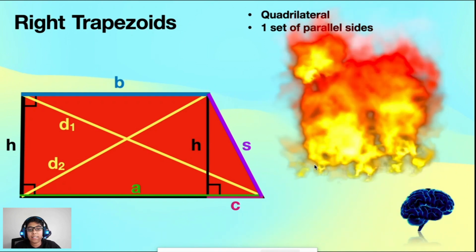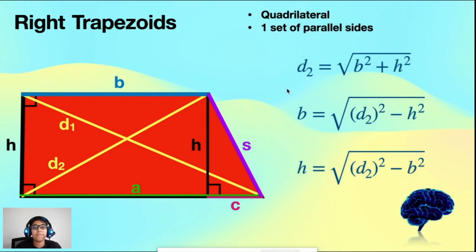And next set, we have D sub 2 equals the square root of B squared plus H squared. Yeah, makes sense. And we have B equals the square root of D sub 2 squared minus H squared. Yes, makes sense. H equals the square root of D sub 2 squared minus B squared. Yep. So those are all my formulas.